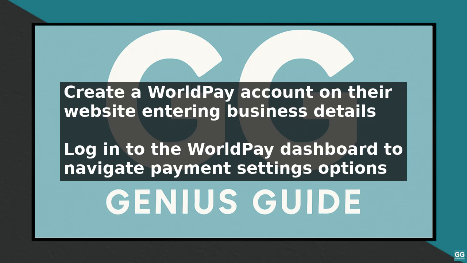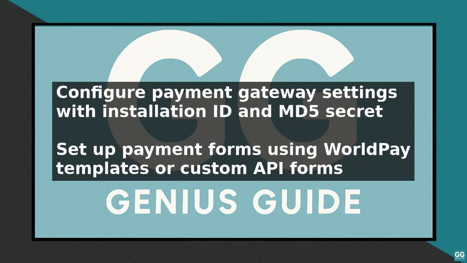Here you will need to set up your payment processing options, including the types of cards you accept and the currencies you want to process. Next, you will need to configure your payment gateway settings. This will involve entering your WorldPay account details, including your installation ID and MD5 secret. You can find these details in the WorldPay dashboard under the Payment Settings section.